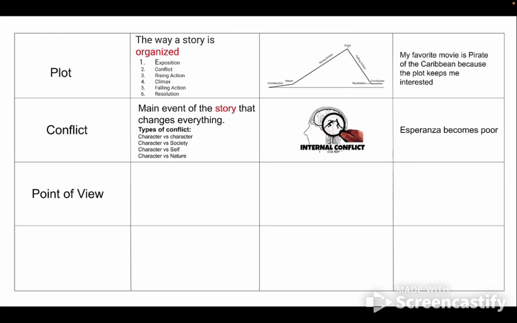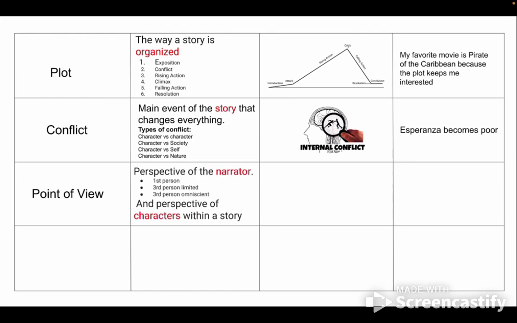Then seventh, we have point of view. There's two different parts of point of view. There's the perspective of the narrator, and then there's also the perspective of the characters within a story. So for example, for the perspective of the narrator, I know that Zelda is in third person limited because it's outside of the character. We can see the character moving, but we only follow one character around. Super Smash Bros, though, is third person omniscient because we can see all of the characters at once. And then Minecraft is first person because you aren't seeing the body of the character, you're just seeing the axe doing stuff.